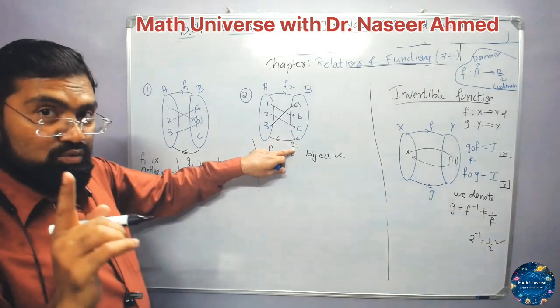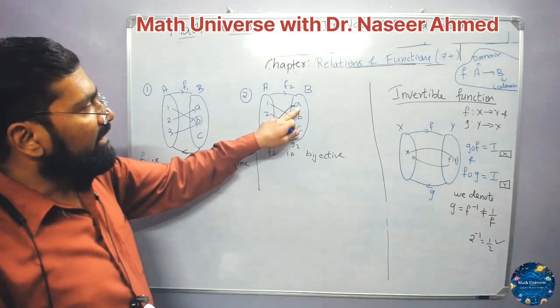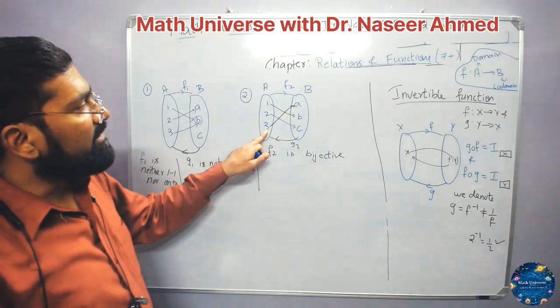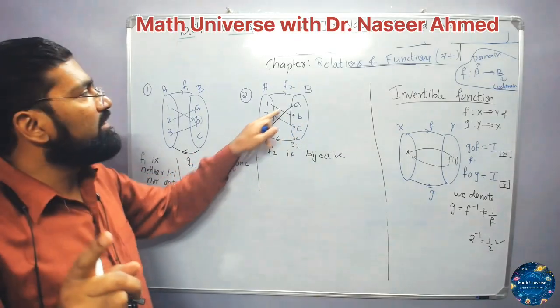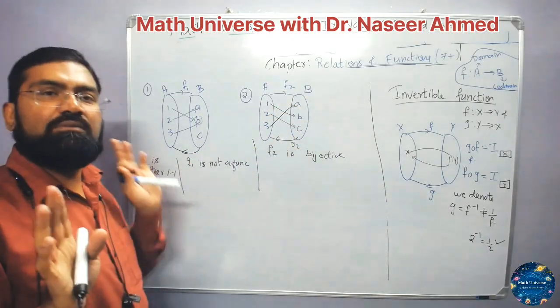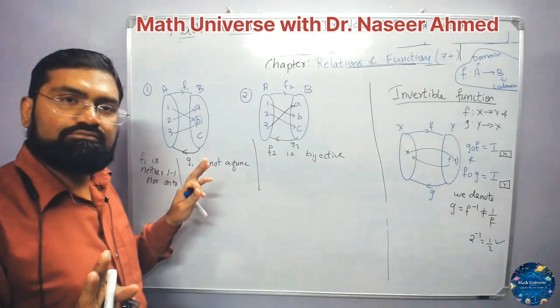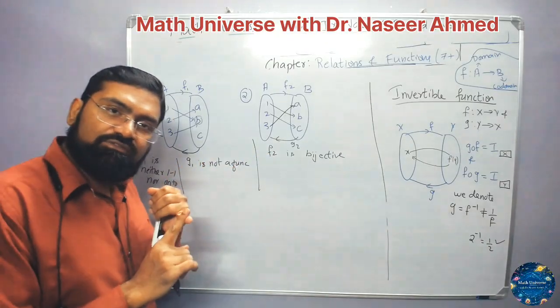Is G2 a function? From right to left: image of A is 3, image of B is 1, image of C is 2. Every element of B has only one image with respect to G2, so it is a function.